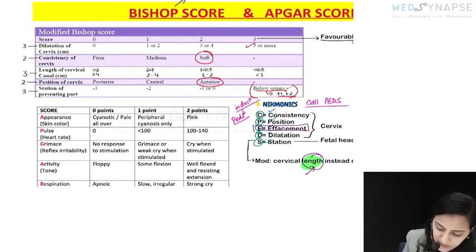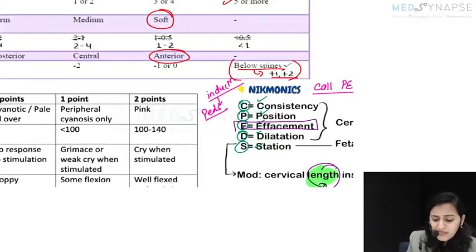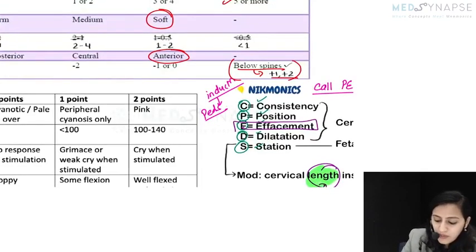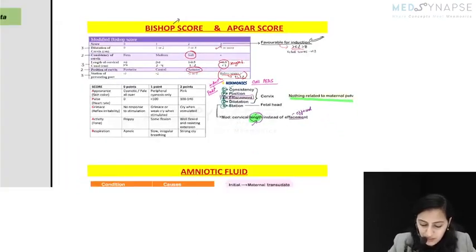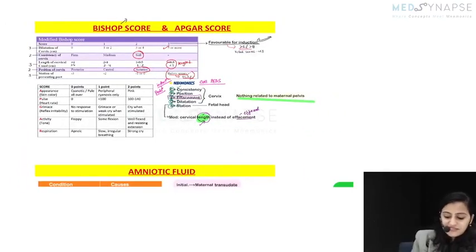The cervix should be dilated. Should the length be less or more? What happens? The length decreases. Right? The length decreases. So that is the Bishop score. Remember, effacement is replaced by length.